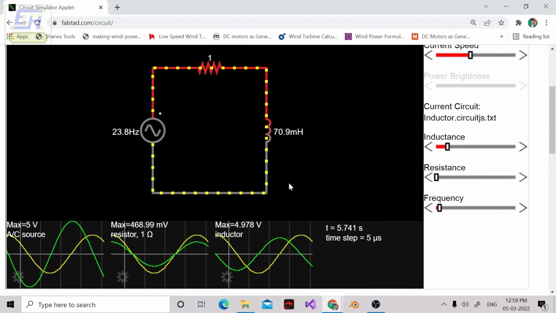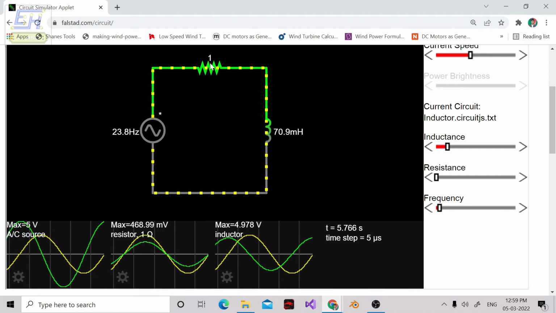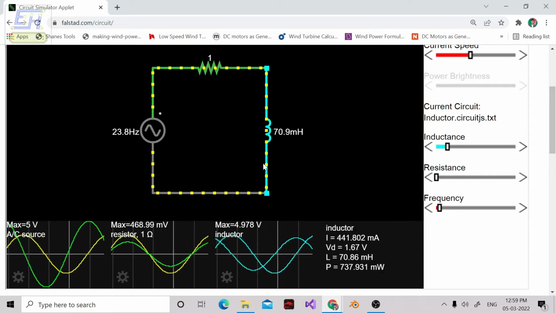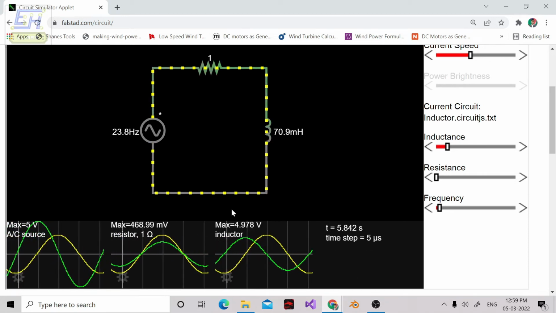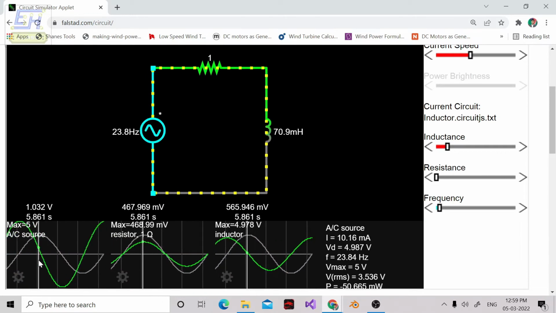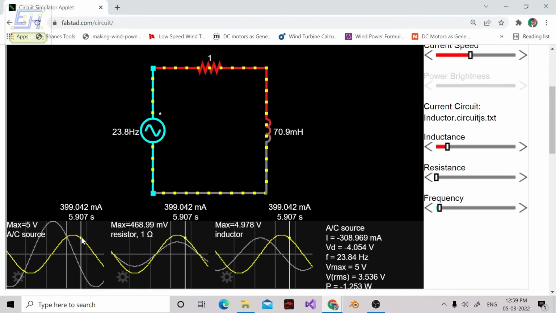Okay, and the same thing here, the resistor value is very less, that is 1 ohm. So this value is very negligible, so this load will be more inductive, and that's why we'll see this same graph over here at the AC source. You can see that the voltage is leading the current, definitely.